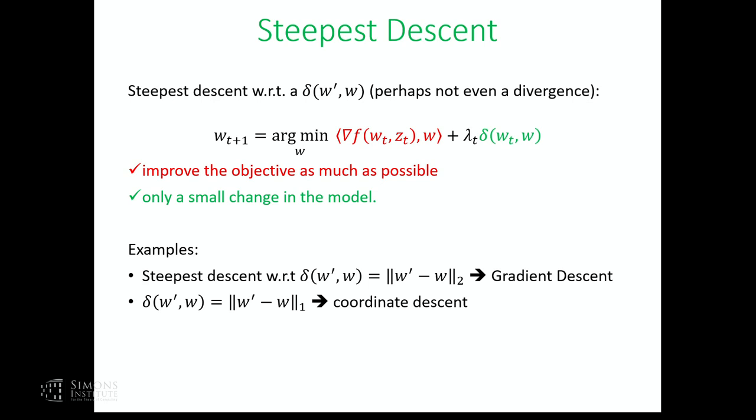Now I want to emphasize that coordinate descent is not well defined, because this distance is not strongly convex. In what sense is it not well defined? I might have ties. There might be multiple ways of making the same amount of progress on different coordinates. So I have two coordinates that both have the same partial derivatives. I can make the same amount of progress if I choose one coordinate or the other coordinate or any combination of them.